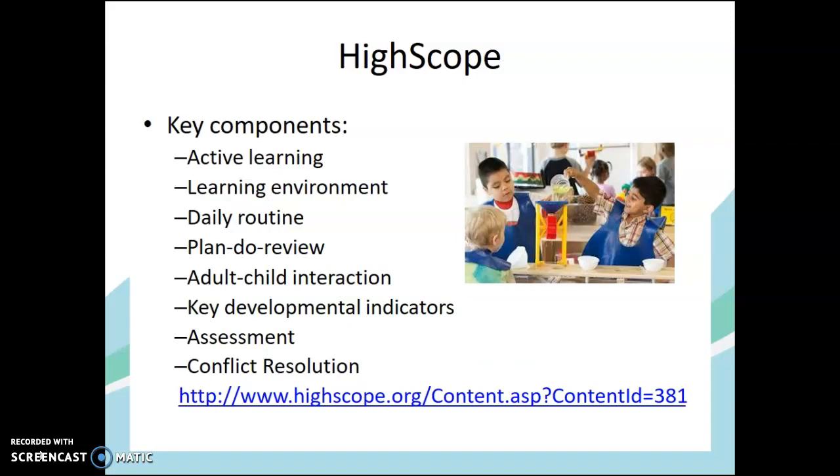Some key components of High Scope include active learning, the learning environment, a daily routine, and the plan, do, review process. There's a link here if you want to go see it in action. Any of these links, if you just go to the presentation in the module and open up the slides, you can follow to see where I got this information from. The plan, do, review cycle is so great, and I think any quality program, early learning through 12th grade, you could use plan, do, review, and it's going to be effective.